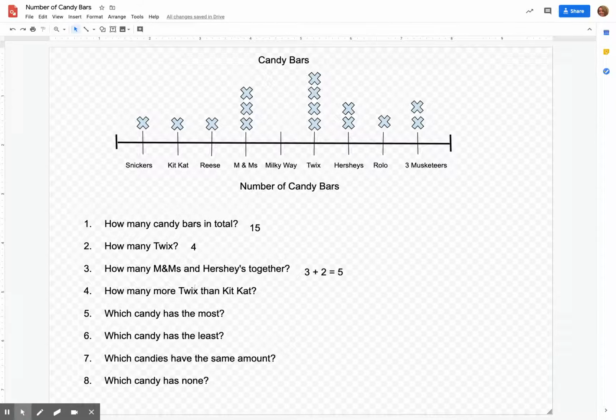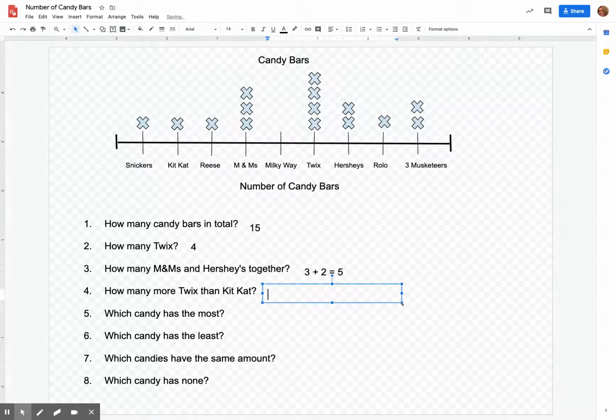How many more Twix than Kit Kat? Okay, we've talked about this how many more. Remember, that means we are subtracting. So we're going to do the same thing we just did when we added, except for this time we're going to subtract. So how many Twix do we have? 1, 2, 3, 4. So we're going to put 4 for our Twix. And we know that how many more means subtract. And how many Kit Kats do we have? 1. 4 minus 1 equals 3.